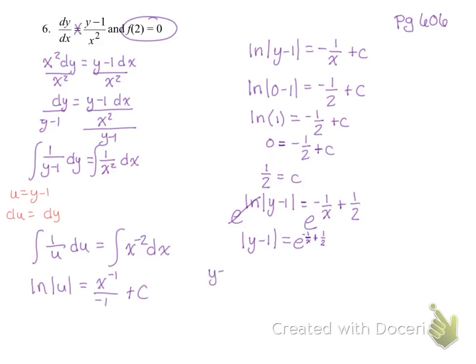So I'm going to either have y minus 1 is going to equal positive e to the negative 1 over x plus 1/2, or y minus 1 is going to equal negative e to the negative 1 over x plus 1/2. Okay.